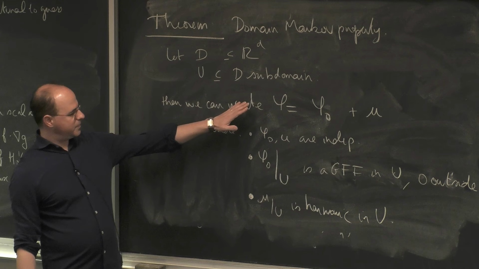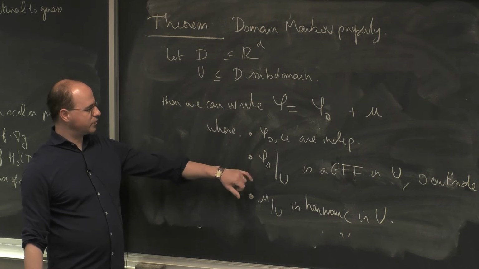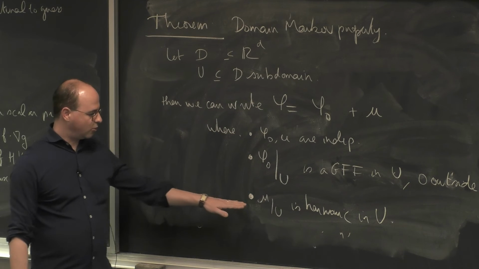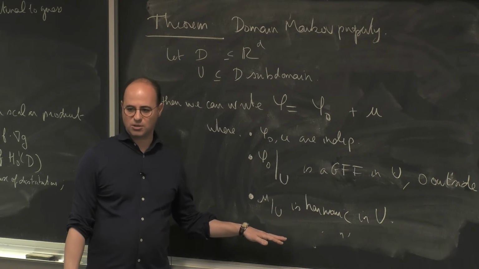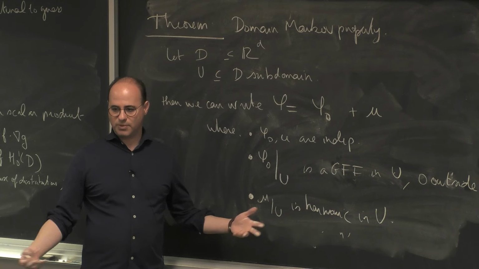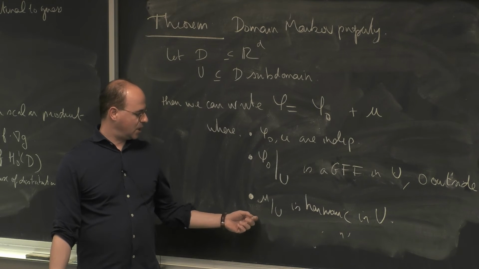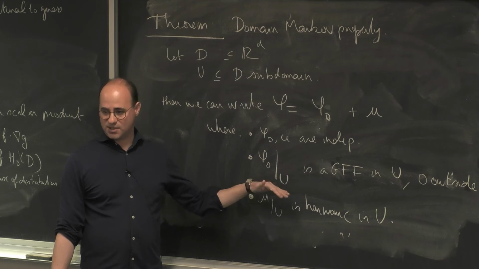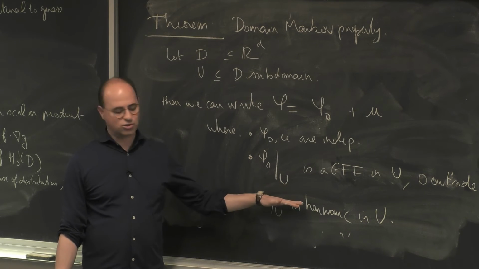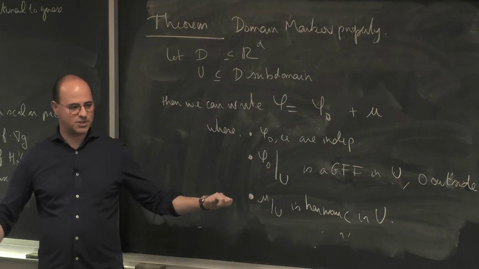Okay, so inside U, I write it as a sum of two things. One, which is a harmonic function, so think of it as the harmonic extension of the boundary data, the boundary values of the field. And this thing is an independent noise, and it's just an independent zero boundary condition Gaussian free field, extended to be 0 outside.